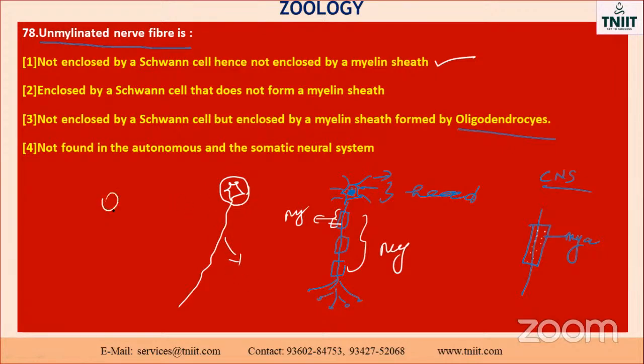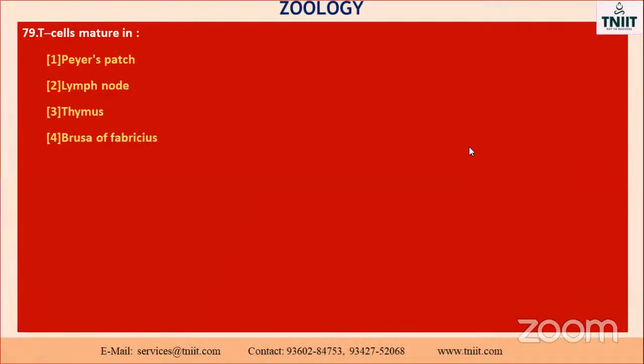Bipolar means two are there, just like this. Nerve cells connected with only one dendrite. Okay, bipolar cell. So many things are also here. The answer is: unmyelinated is also called which one? This is the correct one. Go to the next one.